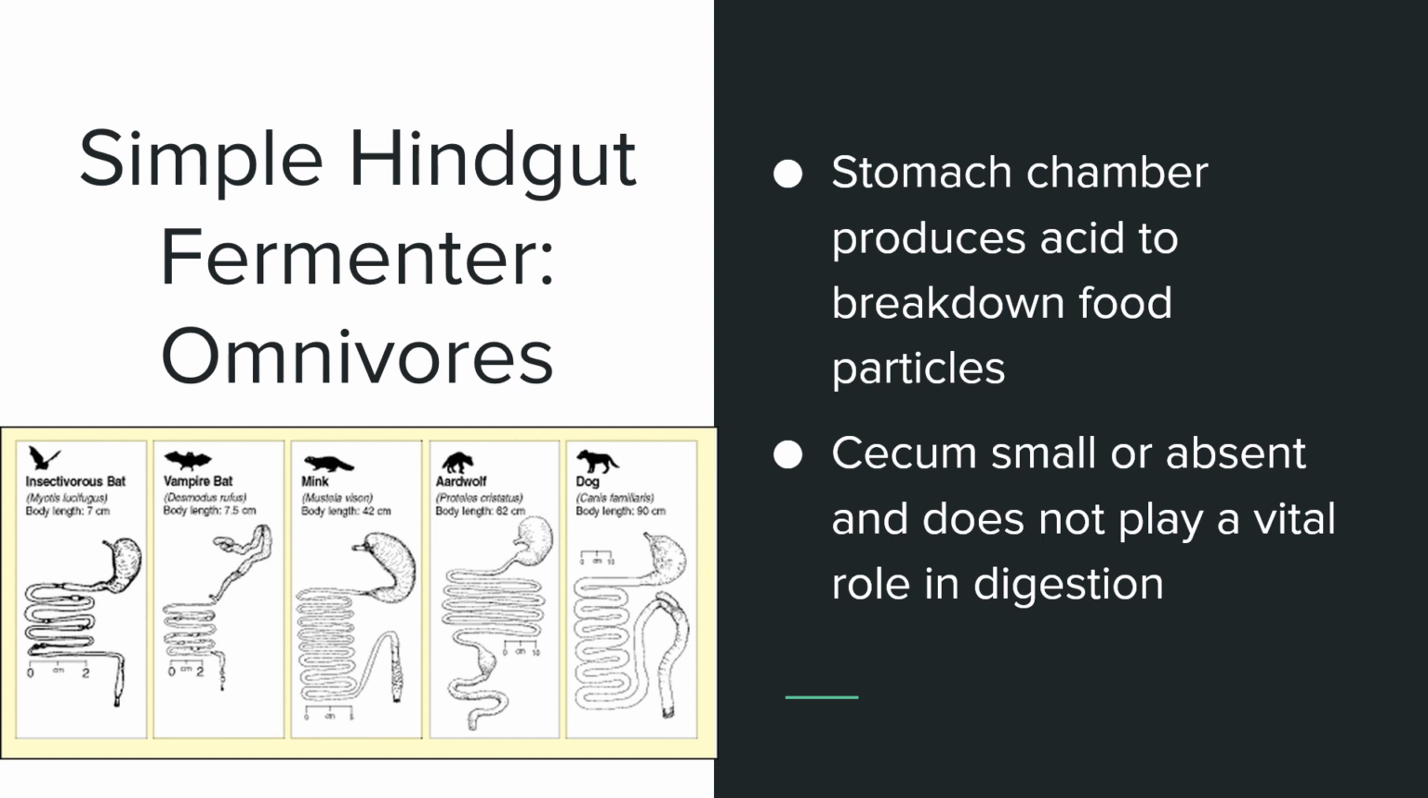So the cecum, we really don't even have it. If you look at those images, on the mink, you can't find it at all. Neither on the aardwolf, and your dog has a teeny tiny little one. But it's really difficult to find those cecums. So it's pretty non-existent in those animals. And that's going to be your main thing. This is what we are, right? So we are simple hindgut fermenters.